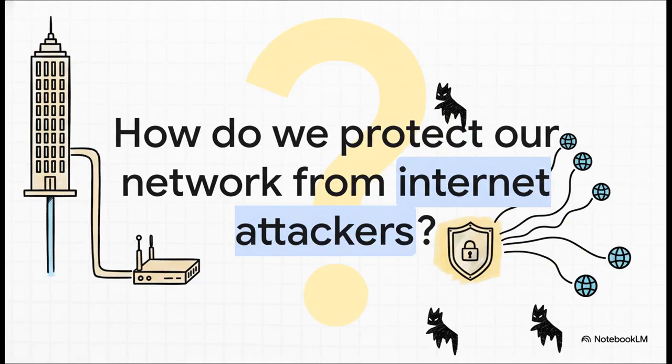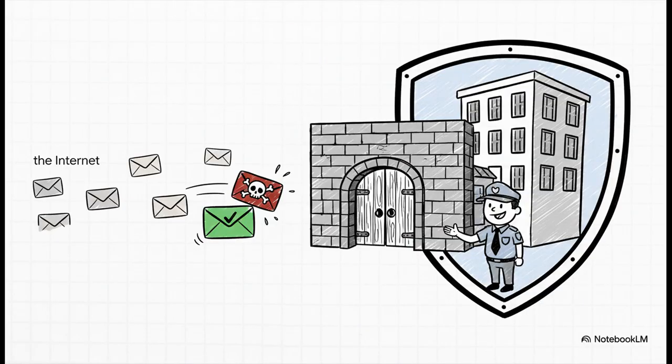Okay, so our New York office is now connected to the whole world through its router. That's awesome! But by opening a door to the internet, we've also created a pretty big security risk. How do we stop unwanted visitors or even malicious attacks from waltzing right into our private network? The answer is a firewall. This is a specialized security device that we stick right at the entrance to our network. You can think of it exactly like a digital security guard, and its job is to inspect every single piece of data that tries to come in or go out.